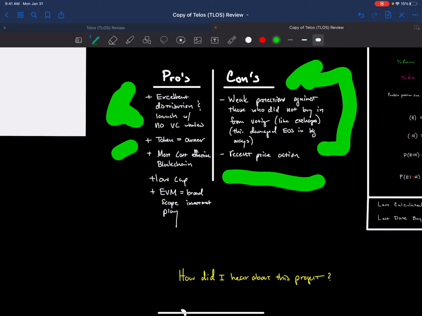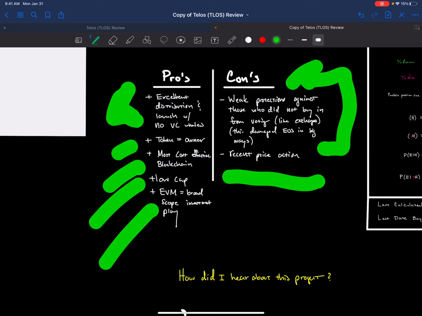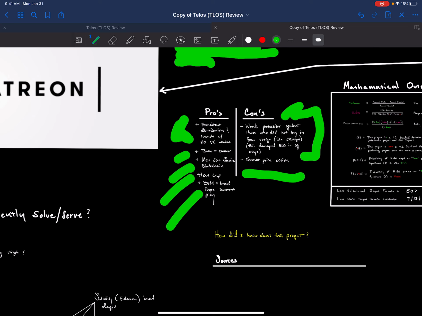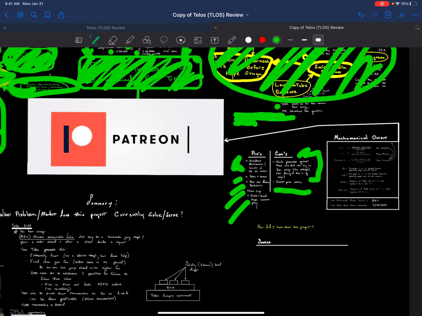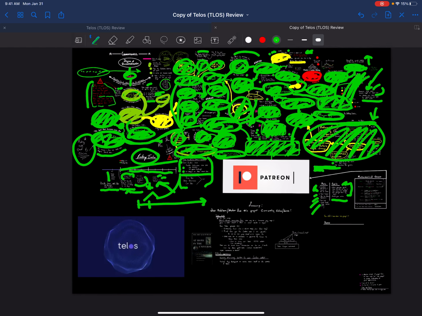As a token, you are an owner. Very few projects are like that, where the token represents ownership of the system. Most cost-effective blockchain. DPoS is going to remain one of the best architectures for being cost effective. It is a low cap. And its Ethereum virtual machine has broad scope with all the Solidity developers. Anyone who learns Solidity could launch it in Ethereum, but then they could launch it on any Ethereum virtual machine such as Telos. All right, so I think that is everything, guys.